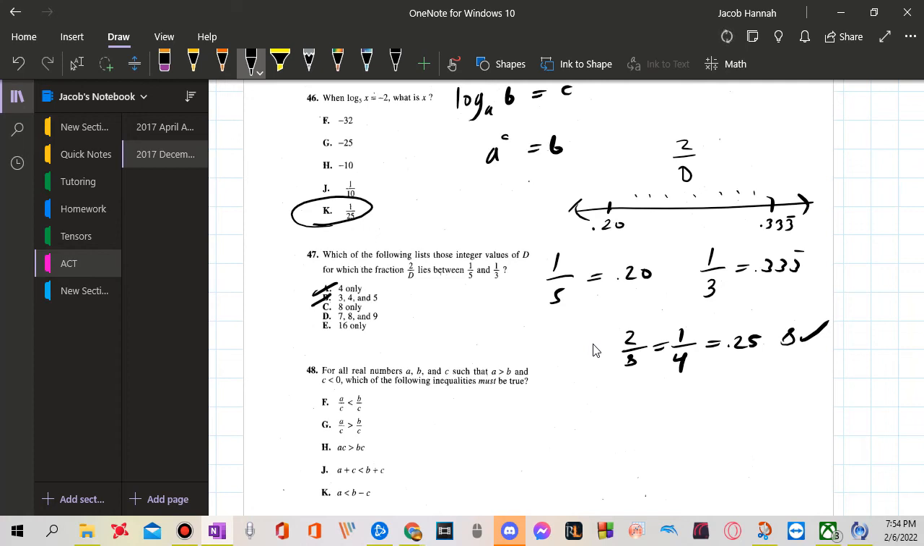Here, let's move on to 16. 2 over 16 is equal to 1/8, which is equal to 0.125. So that's no. So 2 over 7, that's equal to roughly 1 over 3.5. So that's between 1/3 and 1/4. So that sounds good. So if 7 and 8 are good, that means 9 must be good. So yeah, the answer is D.